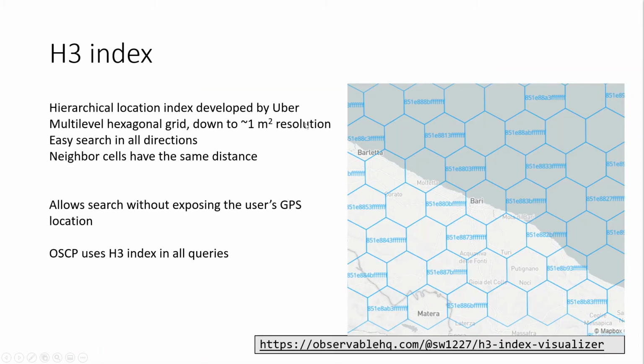This is for the purpose of not exposing the real GPS coordinates or the real location of the user at any time to the platform. So even if the client itself can determine its GPS coordinates, only the H3 index is communicated. H3 is a hexagonal grid, and it's good for searching because all the neighbors are at the same distance.